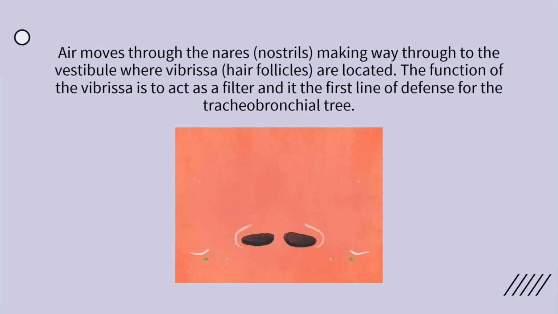Now we need to look at how air moves through our nostrils down into our respiratory tract further. The first thing we need to understand is that when air enters through our nostrils, there are little tiny hairs that you can see and feel at times, and those act as a filter. It is the first line of defense for our lower airways, or the tracheobronchial tree.